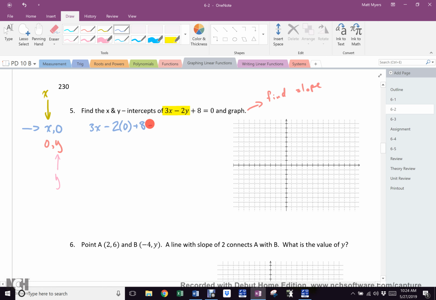What's Y? 0. So 3x plus 8 equals 0. When I am looking for the x-intercept, what happens to the y-coordinate? It drops out. What is my job whenever I see that type of construction? Isolate. So what do I do with this 8? I could subtract it, or we could be in grade 10 and recognize that we're just moving it over here. What happens to the sign? It changes. So I have 3x equals negative 8. What does x equal? Negative 8 thirds.